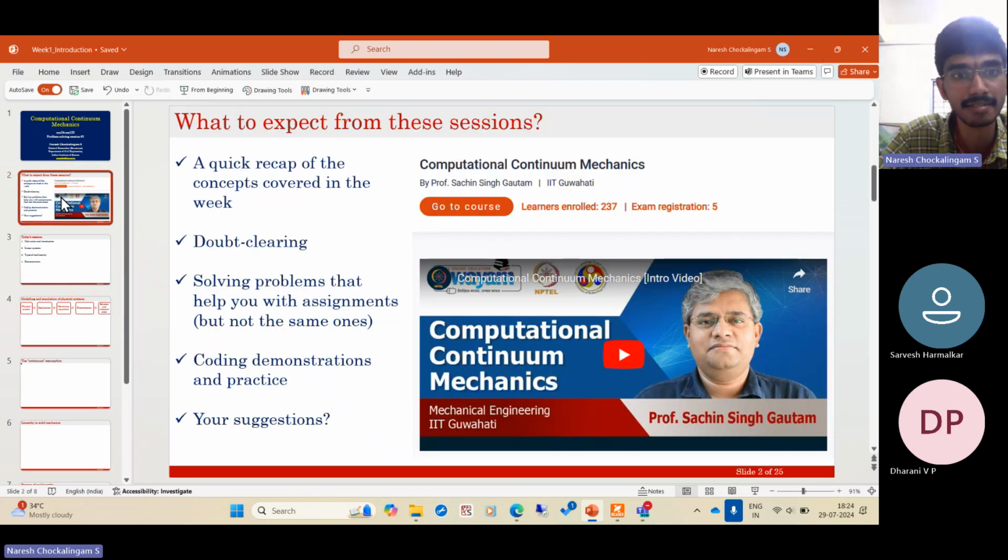What we expect to provide from these sessions is, I will start every session with a quick recap of the concepts covered in that particular week. Then if you have any doubts regarding the content covered in the week or the assignment questions or the assignments of the previous sessions, or anything else related to computational continuum mechanics, you are welcome to put them forth in these sessions. We'll do this every session.